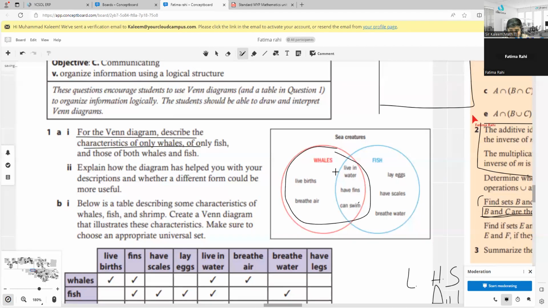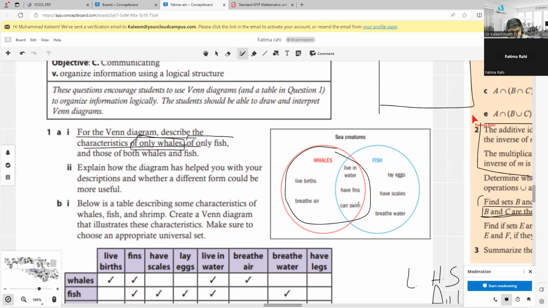So in whales, whales can live in water. Whales have fins, can swim, have live births, breathe air. Okay, so these are the properties of only whales. Okay, we just did this one. Only whales. We describe the characteristics or the properties of only whales.